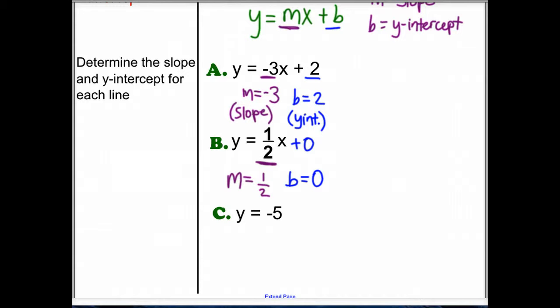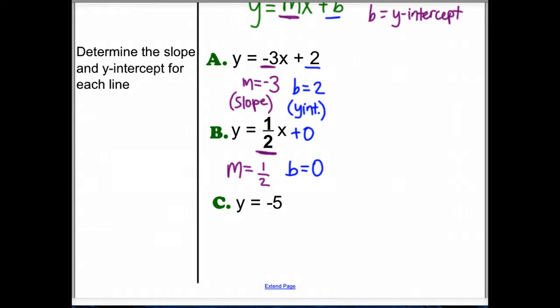Let's try the next one here. We have that y is equal to negative 5. If we're trying to find the slope, we have plus 0x because we don't have that x term. So what that means is that our slope is equal to 0. And the other piece we have is the negative 5, which is our y-intercept, so our b equals negative 5.